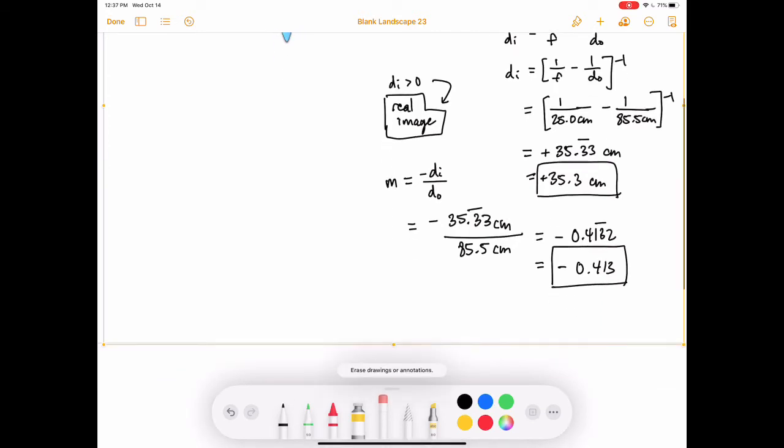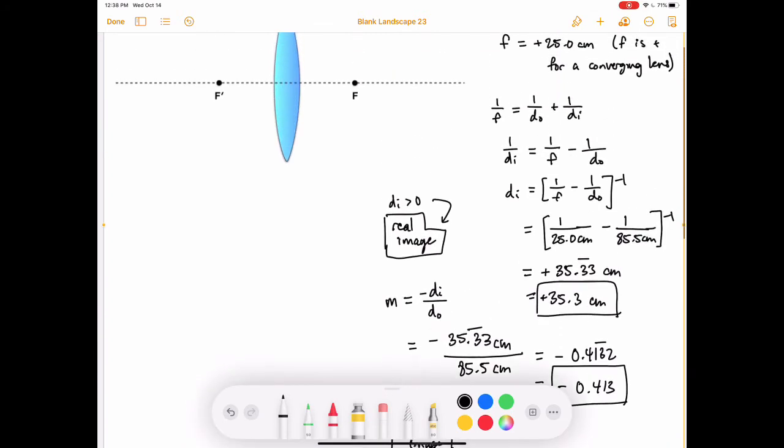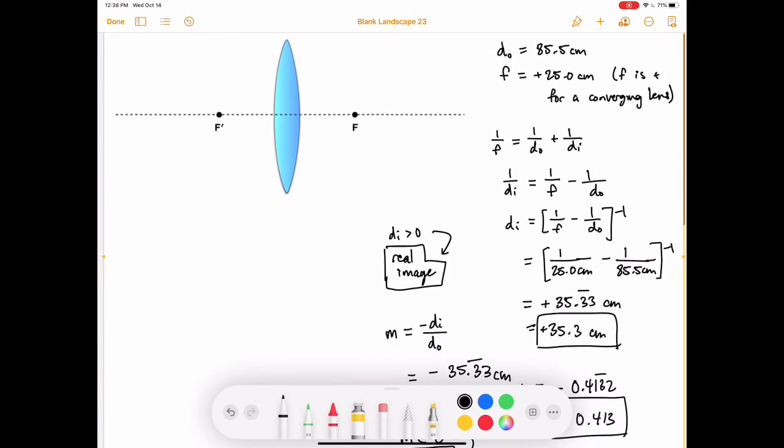Okay, so notice how the magnification came out negative. This implies that we have an inverted image. So our image is going to be upside down, in other words. So this is what we've calculated. Now let's go to the ray diagram and see if this agrees with what we calculated.